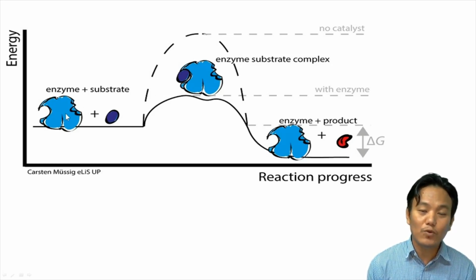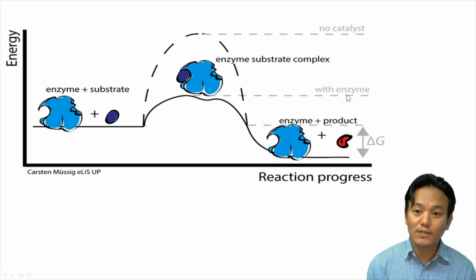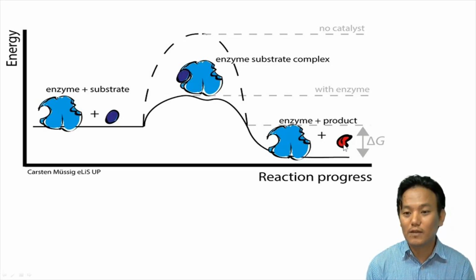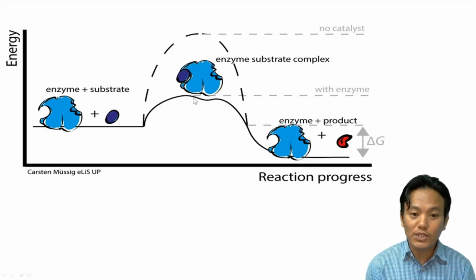If there is an enzyme present, the enzyme forms an enzyme substrate complex with the substrate, and they fit. From the enzyme substrate complex it goes to enzyme product. The enzyme substrate complex has lower energy, so the activation energy is lowered at the transition state.